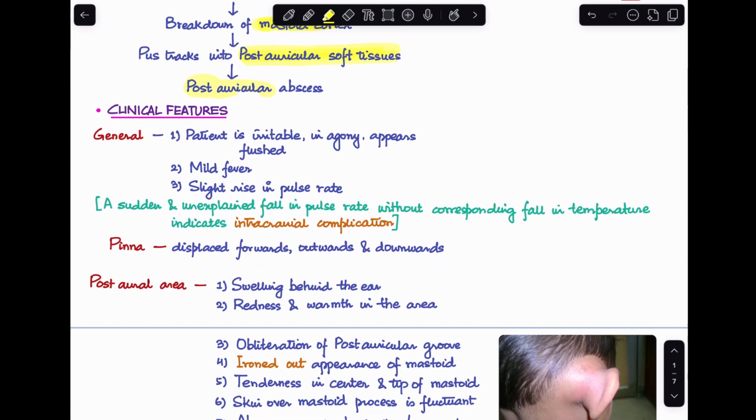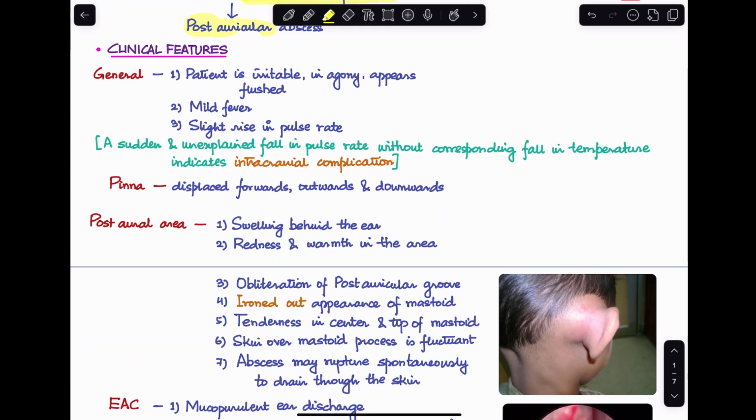First of all, coming to general symptoms first, the patient is going to be irritable, in agony, and appear flushed. There will be a case of mild fever and a slight rise in the pulse rate. It is important to remember here that if there is a case where you see a sudden and unexplained fall in pulse rate, meaning a sudden bradycardia in a patient without a corresponding fall in temperature of the patient, it will definitely indicate towards an intracranial complication. So that is something you need to be aware of in a case of CSOM or cholesteatoma.